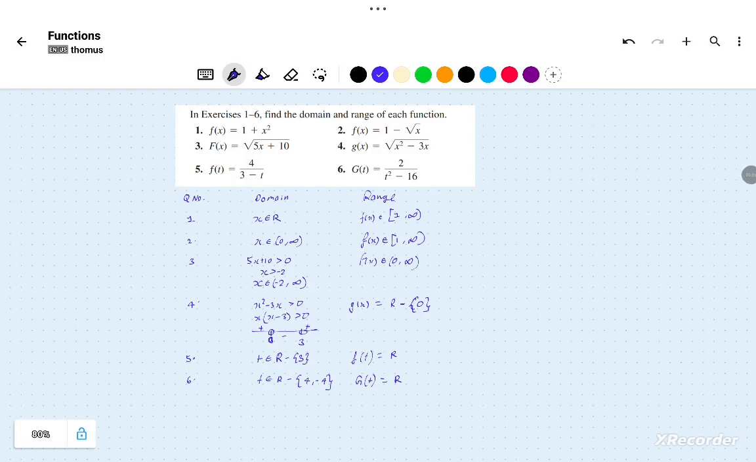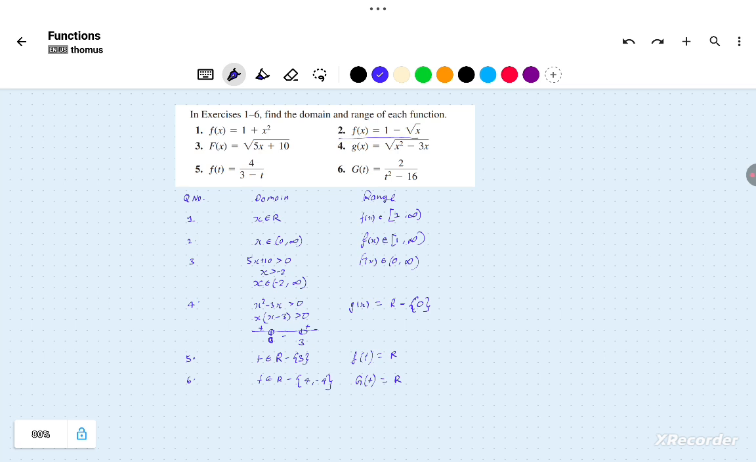To find the domain in question number 1, it is very much clear that x can be any real number. There is no restriction on x. And definitely one thing I can see on the range side is that first of all my x is never negative. At minimum it will be 0. So the minimum value of f(x) will ultimately become just 1, and it will go from 1 to infinity.